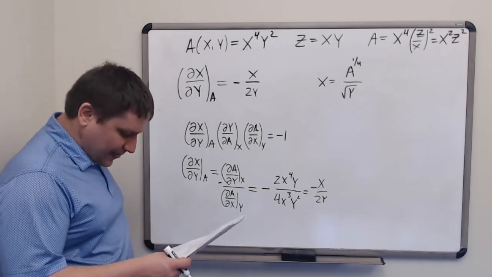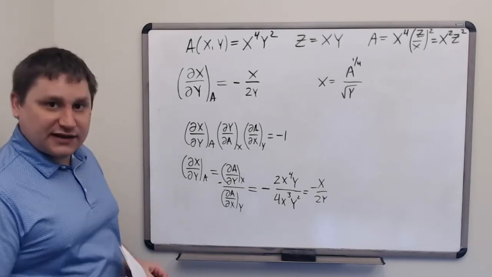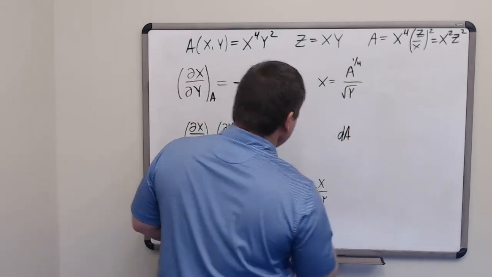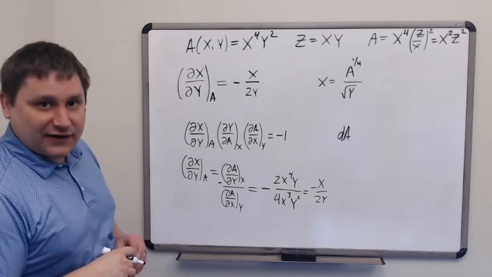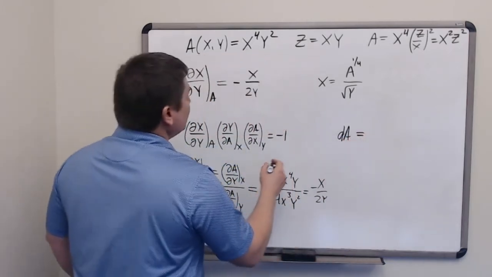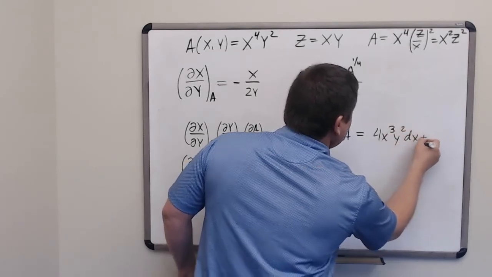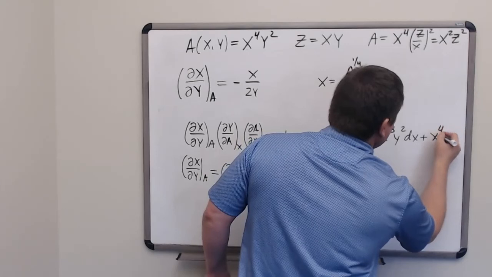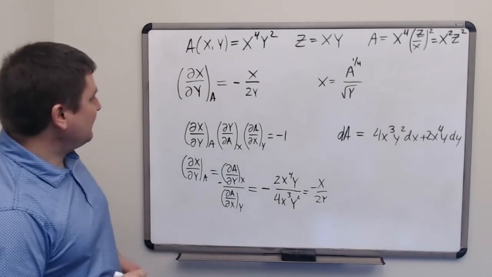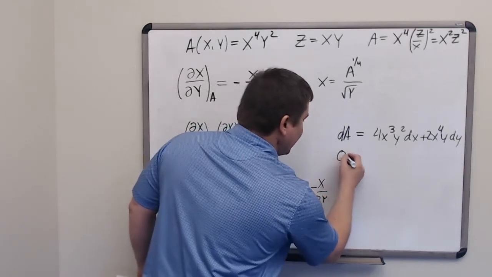But it can work. The third way to do this is actually kind of interesting. It's something you might have thought of if you remember doing the exact differentials themselves, right? dA can be written as 4x cubed y squared times dx plus x to the fourth, 2x to the fourth times y times dy. And if we're considering a situation where a is held constant, then the dA will be 0.